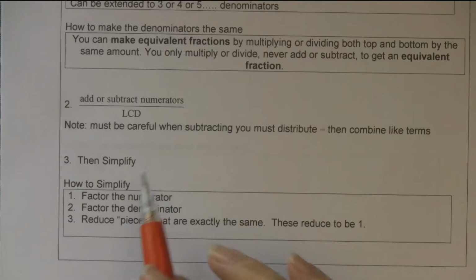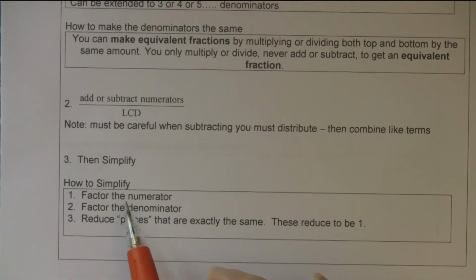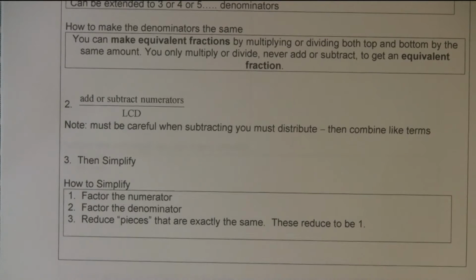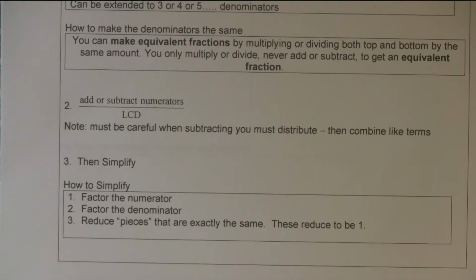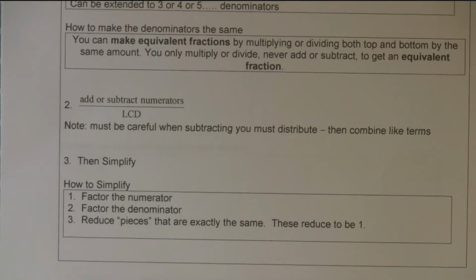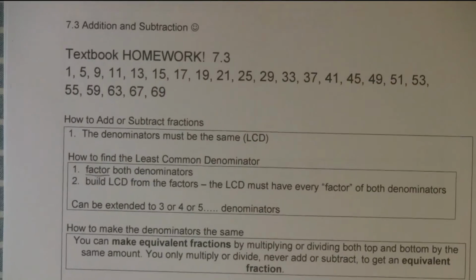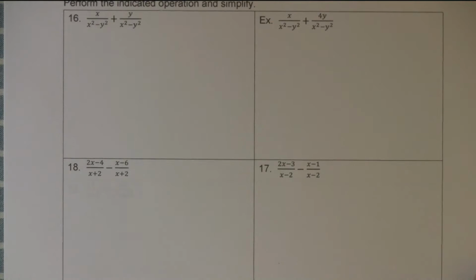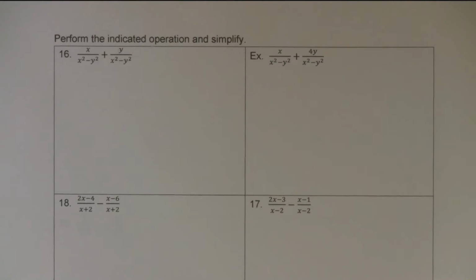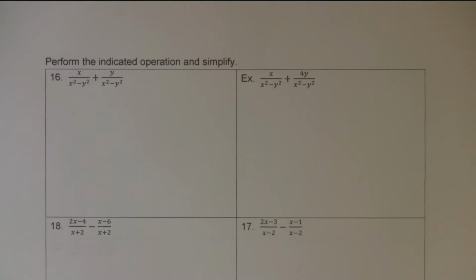And then simplify, and remember, this is how you simplify. You factor the numerator, you factor the denominator, and you reduce the pieces that are exactly the same. Remember, if they're exactly the same pieces, when you reduce them out, you're getting 1. Okay, so we're going to give a try, and we're going to start off with ones that have the same denominator. So this is problem 16 out of your book.